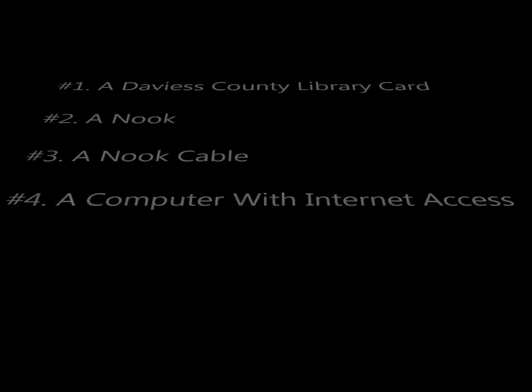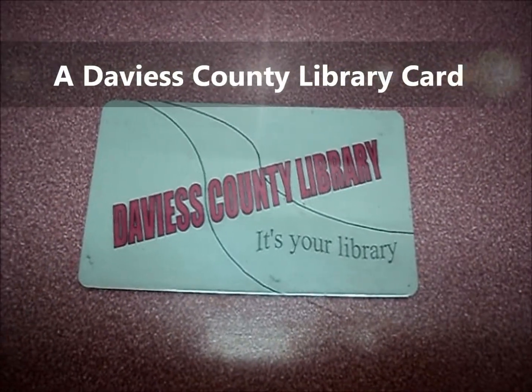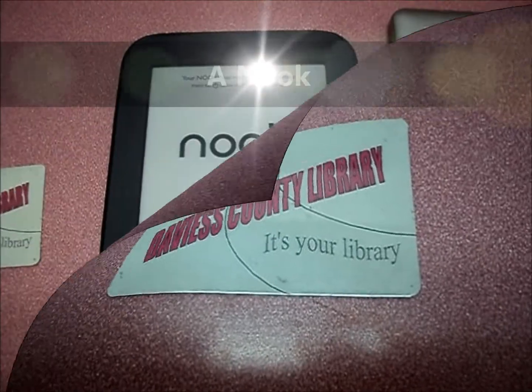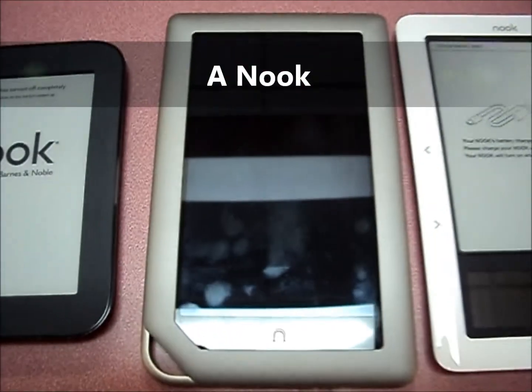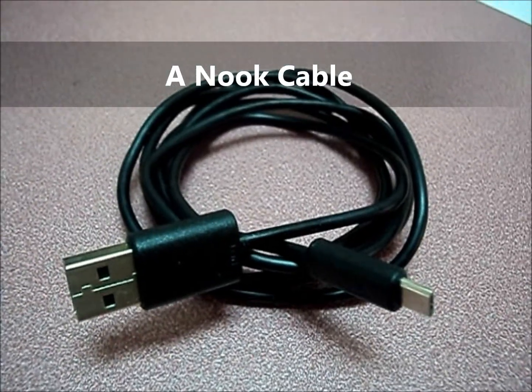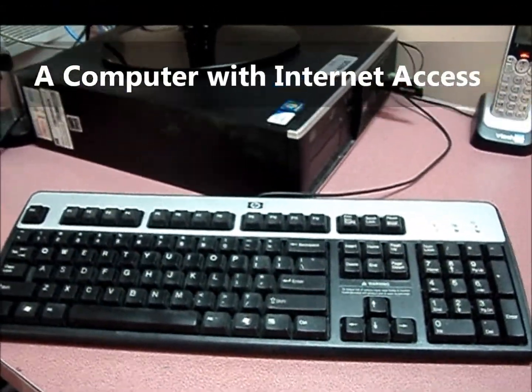What you're going to need for this is a Daviess County Library card, a Nook, a cable, and a computer with internet access. You're going to need your library card to check out books, but you're not going to need it for this initial setup. You're going to need a Nook for both the initial setup and every time you check out a book. Same with the cable, and same with a computer with internet access.